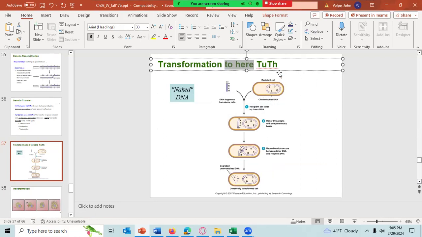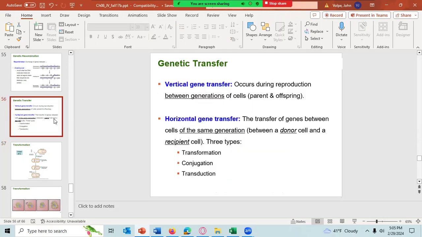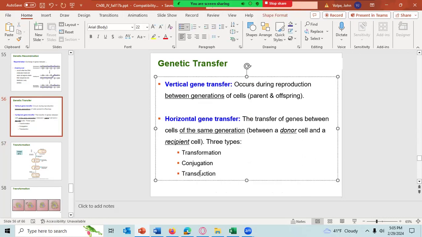So we had talked about transformation, where a cell can pick up a naked piece of DNA and incorporate it into its chromosome and express it. This is one way that cells can pick up pre-existing genetic information, horizontal gene transfer. The first way is transformation. We're going to talk about conjugation and transduction. These are all the 3 ways that cells can pick up pre-existing genetic information.